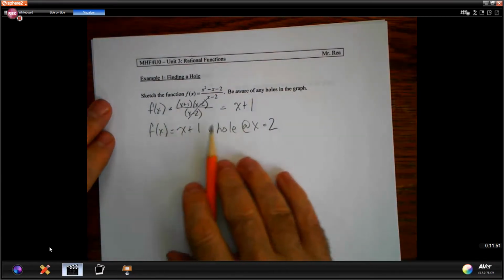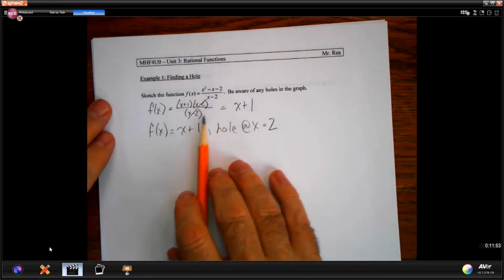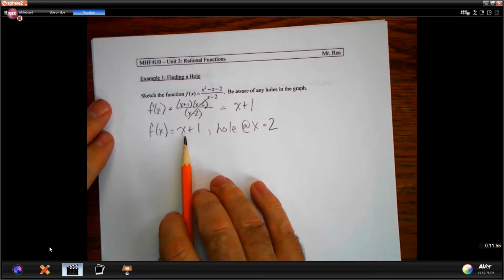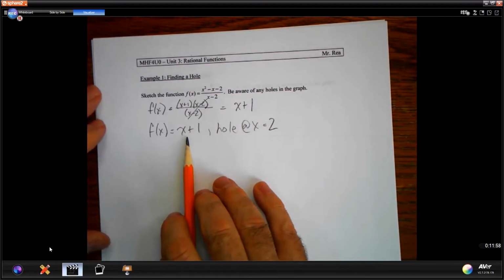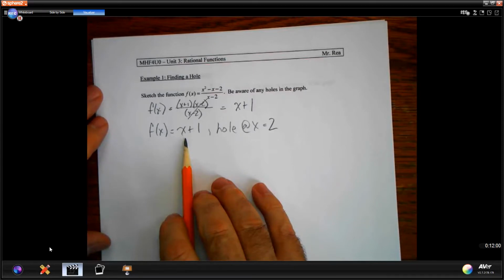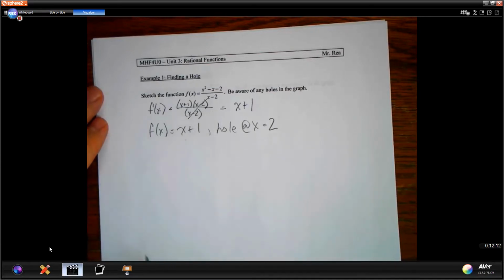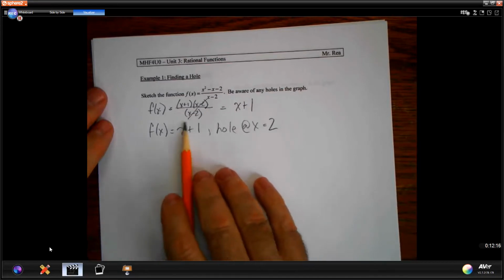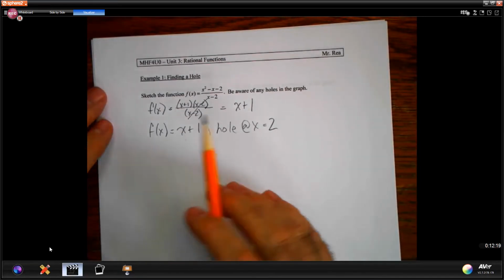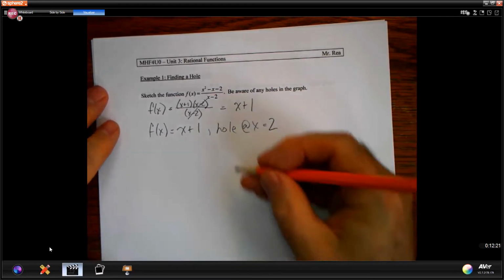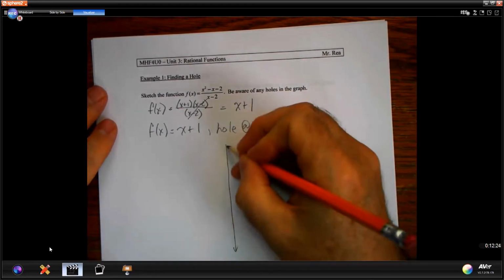Now notice for this one, because I've canceled out, it no longer even looks like a rational function. I don't have to look at the vertical asymptotes and obviously the horizontal. There's no asymptotes remaining here, so I don't have to do all that calculation like we've been doing so far, and that's only because the resulting function is linear with a hole in it. Okay, so we go straight to our graph.